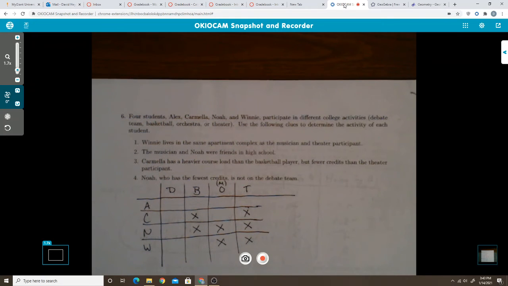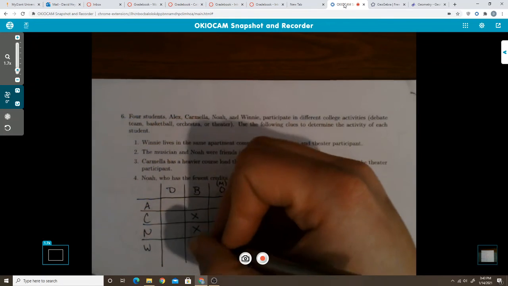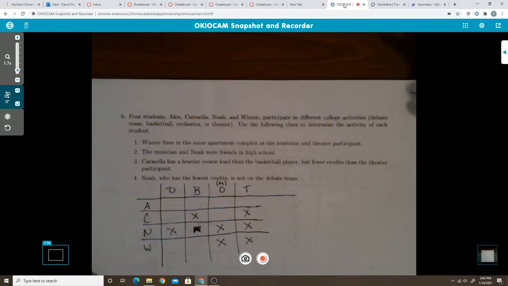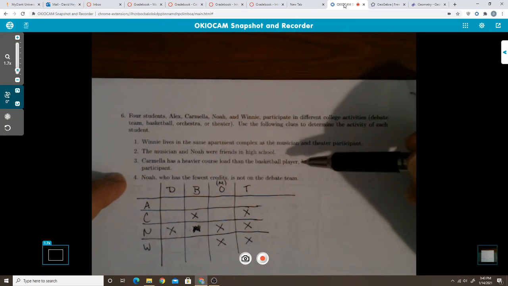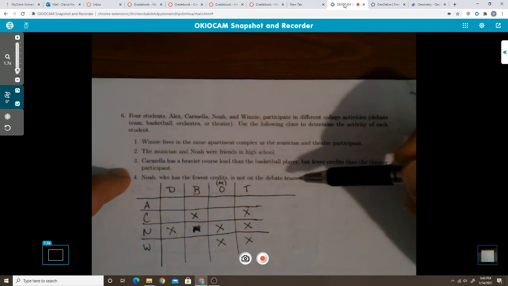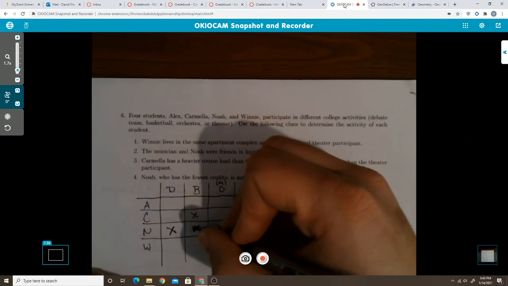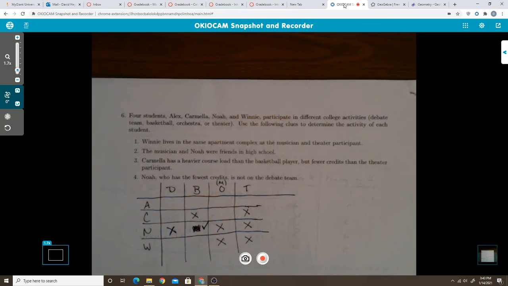I put this in the wrong place. Noah didn't do debate. Right, clue 4 said Noah's not on the debate team. So I should have put the X through this D for debate. Because Noah is the basketball player, right? He's the basketball player.